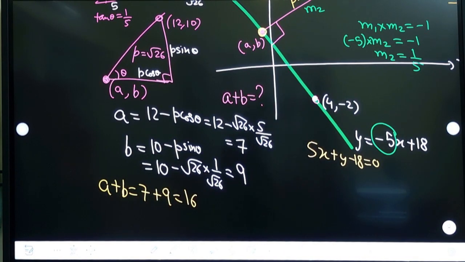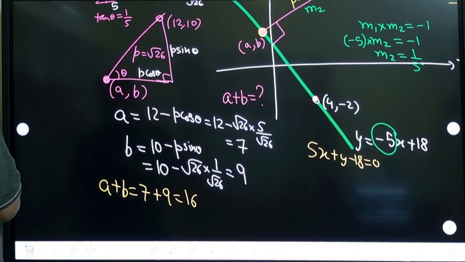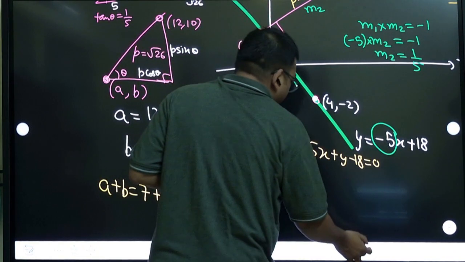Good application of coordinate geometry. Like that, so many questions are there. Maybe one or two more questions we can try from this. Also, we will see one more application of area.